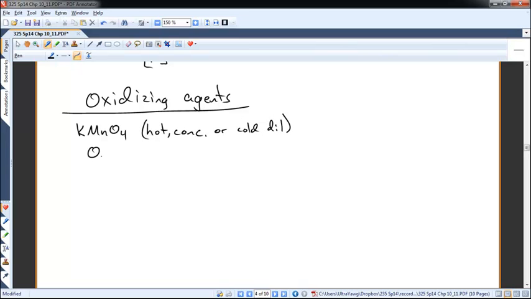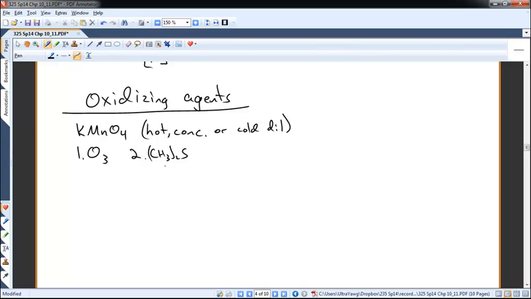We also know that you can ozonate, do ozonolysis. So 1. ozone followed by 2. CH3 dimethyl sulfide, to get rid of that extra oxygen. That's also an oxidizing step. We didn't really talk about that too much, but it is absolutely a way you can oxidize things.